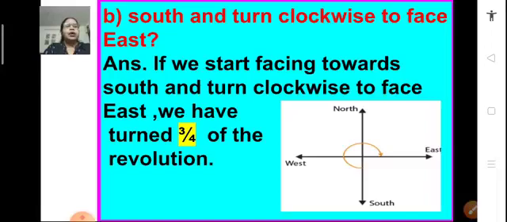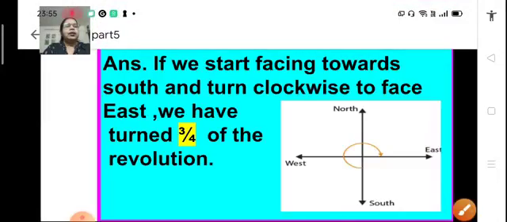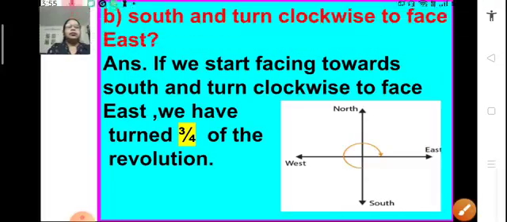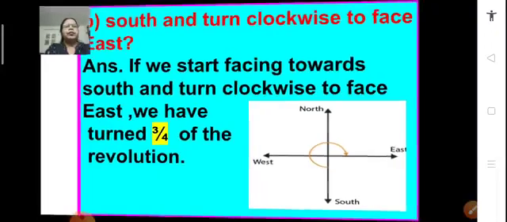B, if you are facing south and turn clockwise to face east. So if we start facing south and you turn to face east, what part of a revolution have you taken? You have turned through 3 right angles again, or you have taken 3/4 of the revolution.